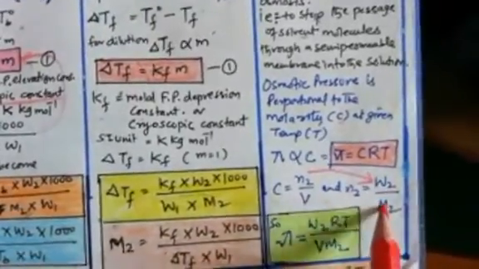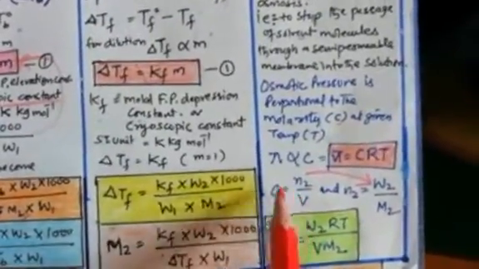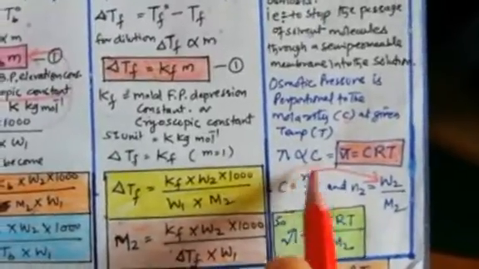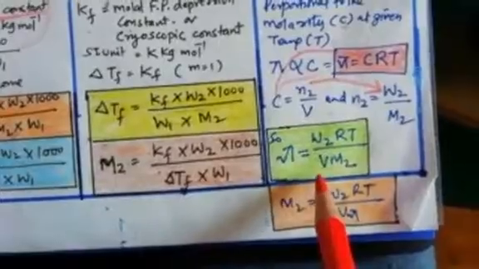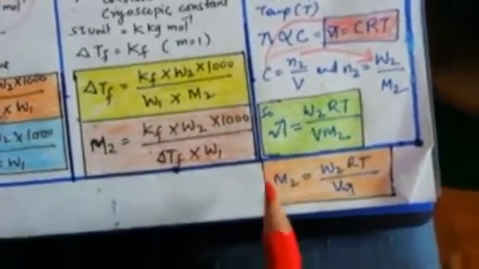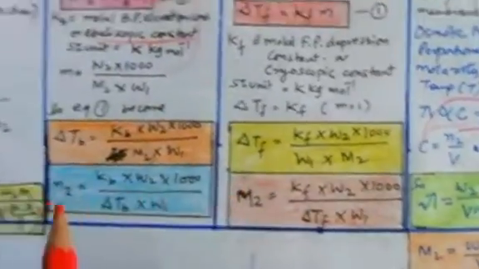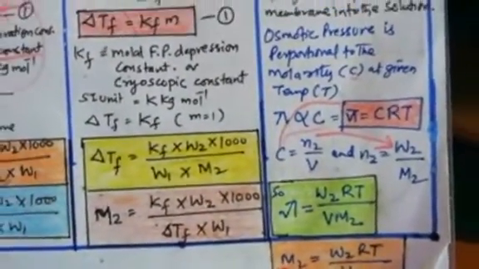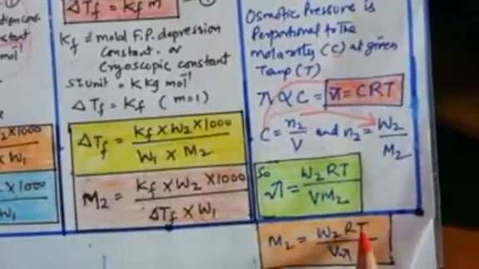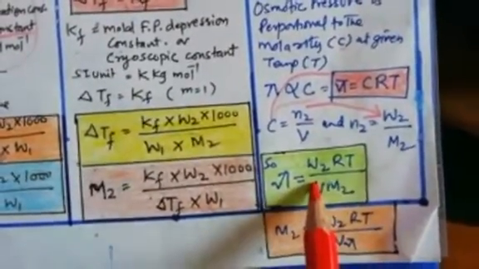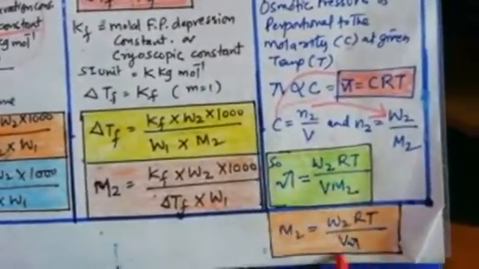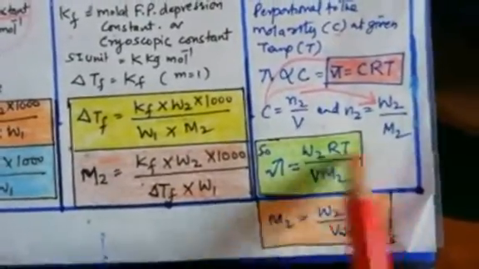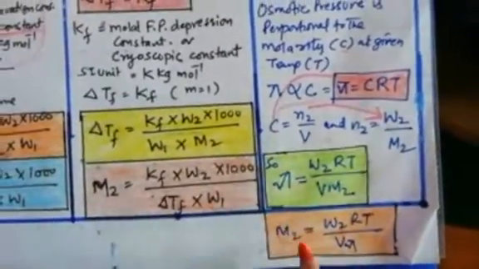So in place of C, by putting all these values, this will become W2 upon M2 upon V. So the equation becomes pi is equal to W2 RT upon M2 V. When we are finding M2, as in every case the molarity, W2 upon RT upon V, this pi will be replaced with M2 V into pi. By reshuffling the equation, you can find out both the equations.